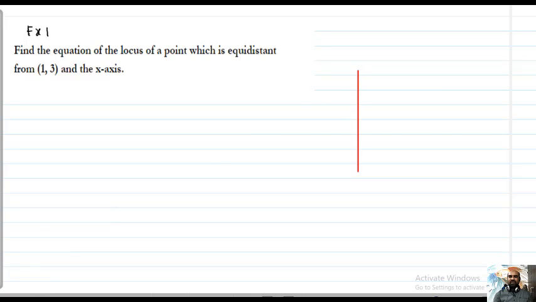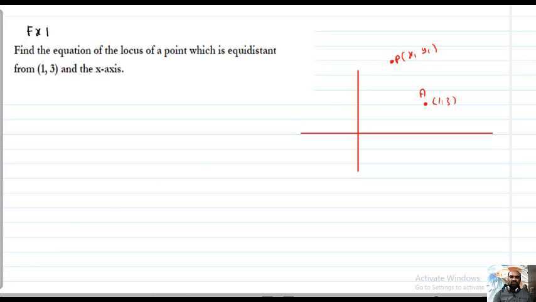Okay, observe students. This is our y-axis, this is the x-axis. So (1, 3) is a fixed point which is in the first quadrant obviously. Let it be A. Now we want to find a point P on this plane, somewhere, you don't know where. Let it be P(x1, y1). What is the condition? Find the equation of the locus of a point which is equidistant from (1, 3) and the x-axis.